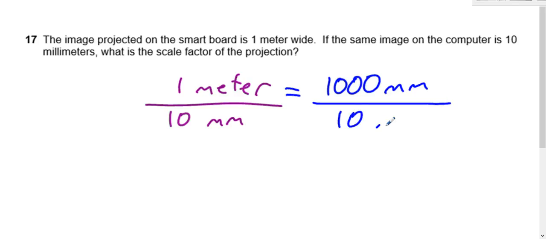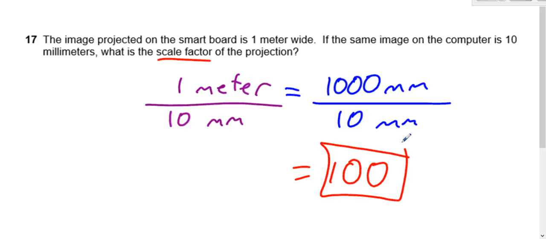And then divided by 10 millimeters. Since they're the same, we can do this. 1,000 divided by 10 is 100. So our scale factor is 100. Scale factor is the length of the projection over the length of the original. The length of the image over the length of the pre-image.